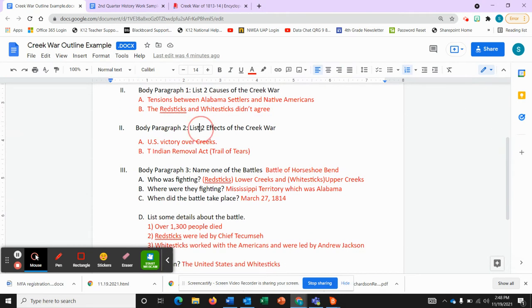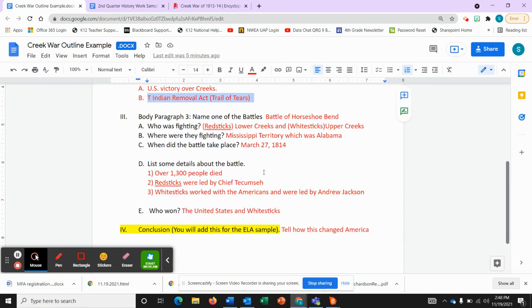Okay, then your third paragraph, again, this is your notes for your essay. You're going to list two effects of the Creek War. Two effects were that the U.S. won and beat the Creeks, or I put the U.S. victory over the Creeks, and I would explain that in detail in my essay. Also was the Indian Removal Act, and I would explain in my essay that is the Trail of Tears, and I would say what happened to the Native Americans as a result of the Trail of Tears.